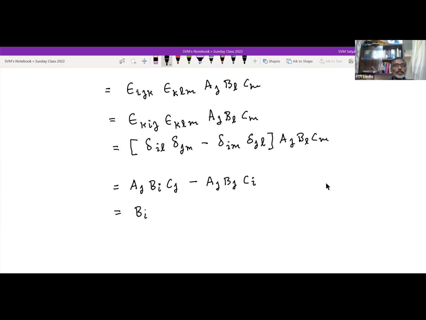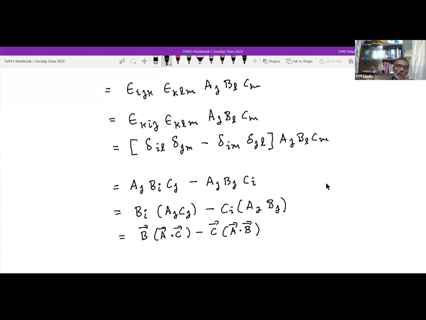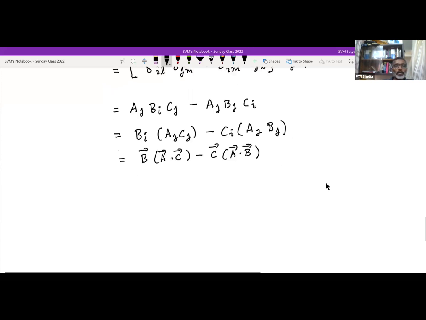That means I'm going to write it as BI into AJCJ minus CI into AJBJ. What is AJBJ if J is dummy? It is A dot B, correct? So that is what gives you B vector times A dot C minus C vector times A dot B. So you can see that if you know this identity of epsilon ijk, you can solve this kind of problem very easily.